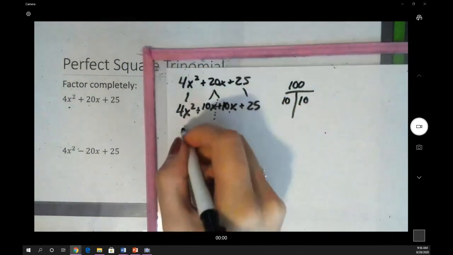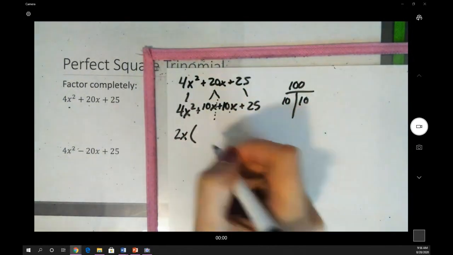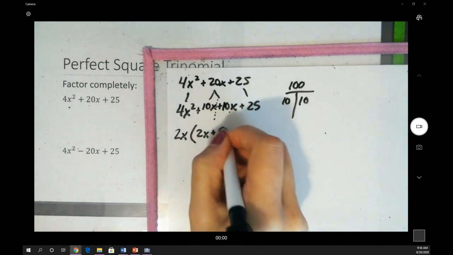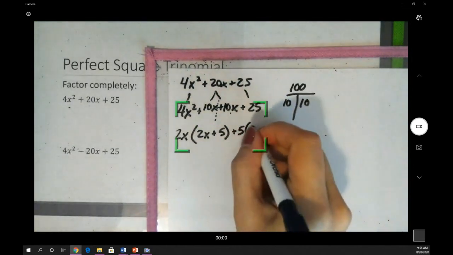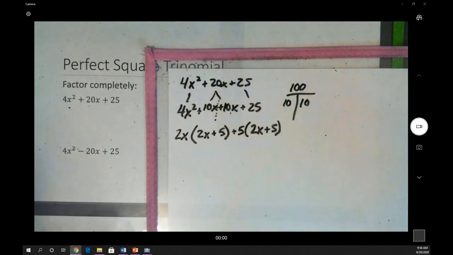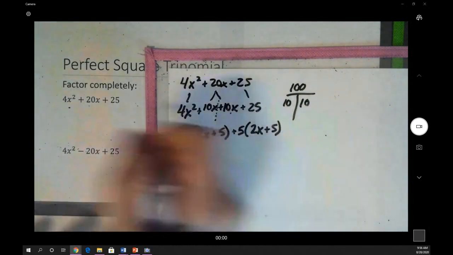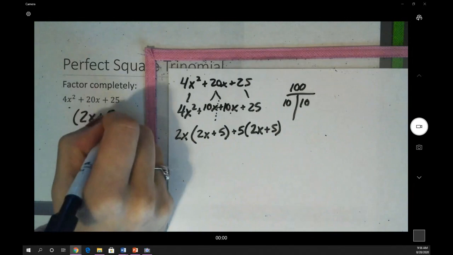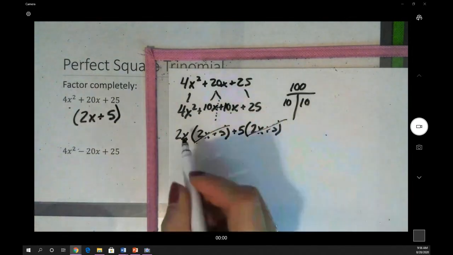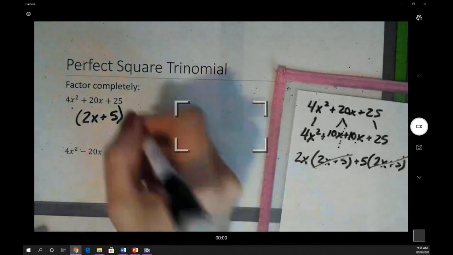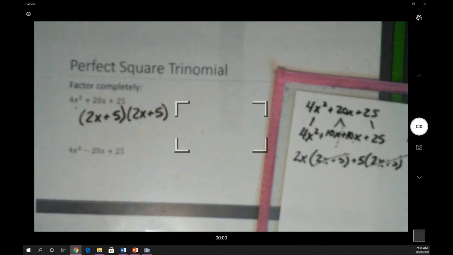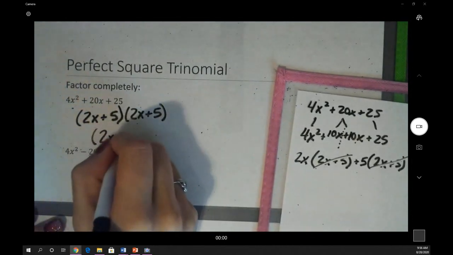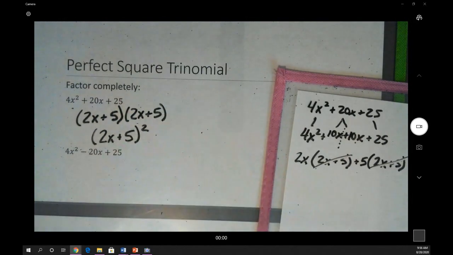4x squared and 10x have a 2x in common, which would leave me in parentheses with 2x plus 5. 10x and 25 have a positive 5 in common, which would leave me with 2x plus 5. Cool. So it looks like we have the 2x plus 5 in common. And if I factor out the 2x plus 5, I'm left with 2x plus 5. That is what makes this a perfect square trinomial. I can rewrite this as 2x plus 5 quantity squared, because it's 2x plus 5 multiplied by itself.